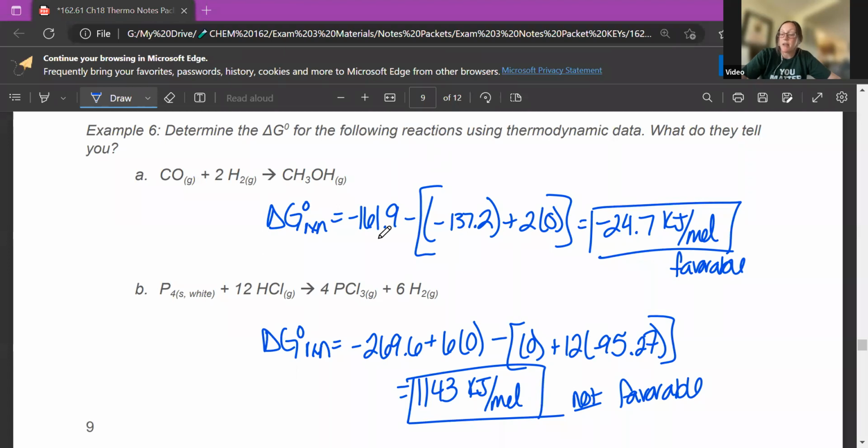Okay, so here's the math for both of these processes. I've got delta G of the reaction for the first one ends up being negative 24.7 kilojoules per mole. Negative means it's favorable. And delta G for the second reaction is 1,143 kilojoules per mole, which means that this reaction is not favorable. That's again taking into account enthalpy and entropy. That's what delta G does. So that was a second way to calculate delta G.